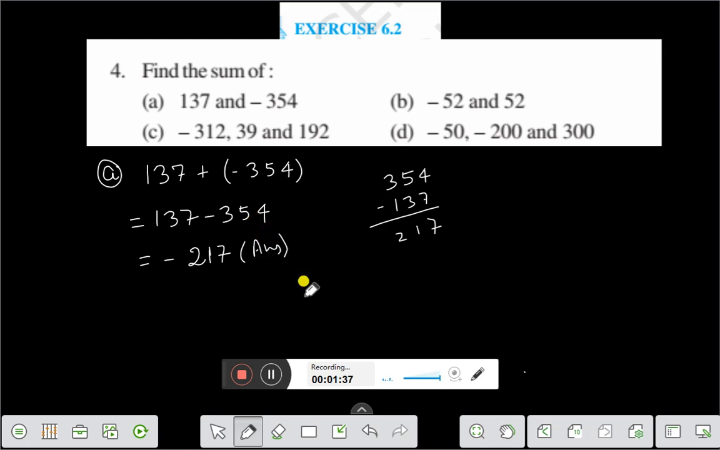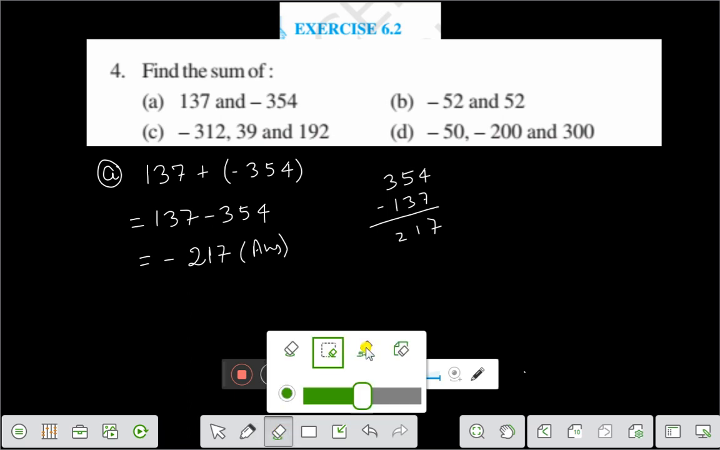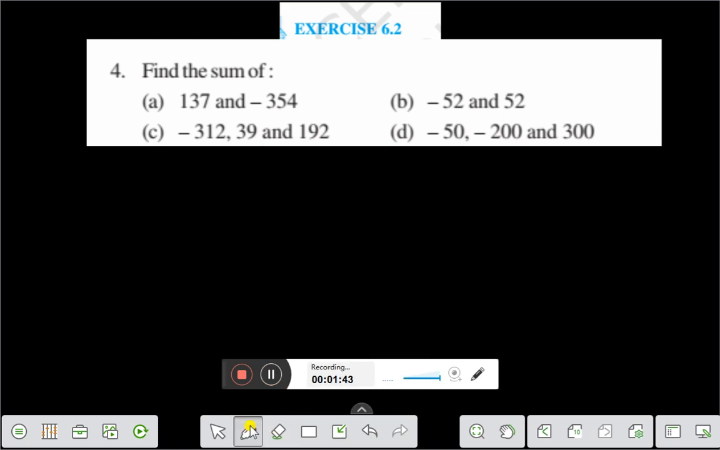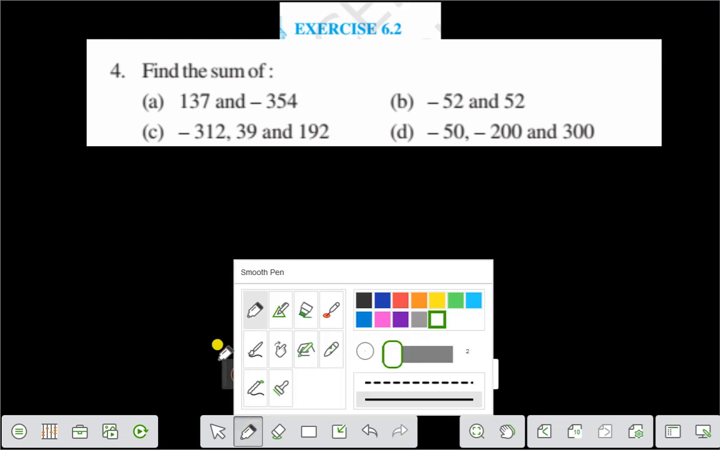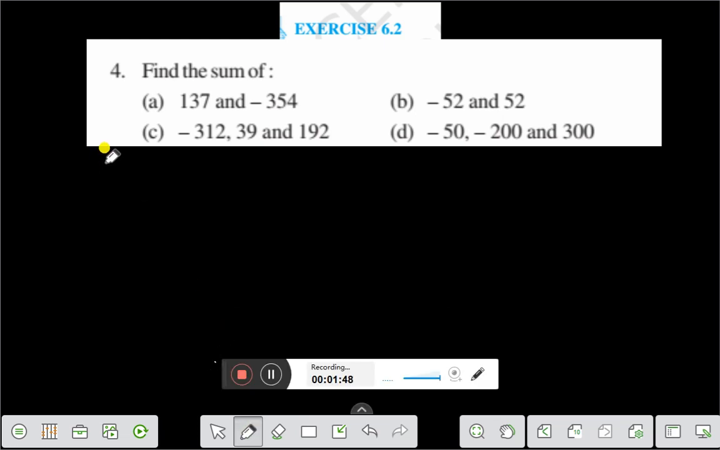Okay. Now we'll solve question number B. Question number B is minus 52 plus 52. Here you find minus 52 plus 52 is 0. 0 is the answer, right? This is question number B.